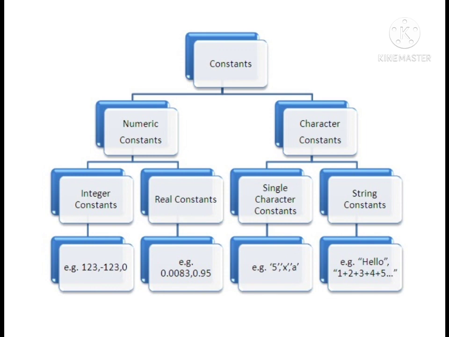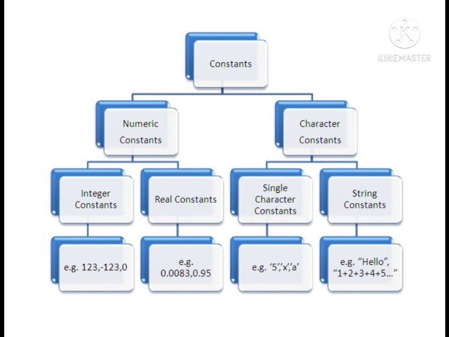Integer and real constants are considered numeric constants, and single character constants and string constants are considered character constants. What is an integer constant? It is a combination of 0 to 9 digits without a decimal point. It may be a negative or positive number. White space is not allowed in an integer constant. Any number without a decimal point is an integer constant. For example, 1, 2, 3, 4, 5, -10, +10.